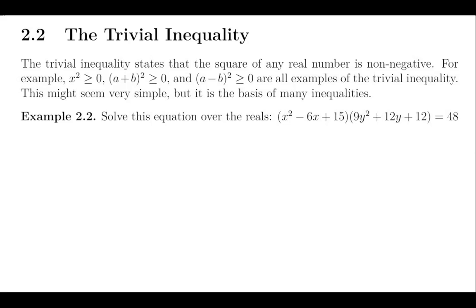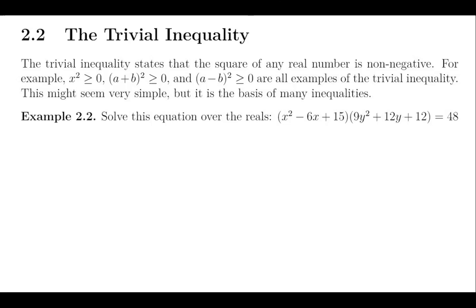The trivial inequality states that the square of any real number is non-negative. So basically, that might mean x squared is greater than or equal to 0, or basically any other quantity squared is greater than or equal to 0. It's called trivial because it's pretty simple, but it actually forms the basis for many other inequalities.